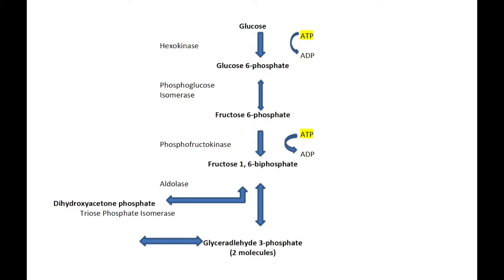As a result, all of the DHAP molecules produced are further acted on by the enzyme triose phosphate isomerase, which reorganizes the DHAP into GAP so it can continue in glycolysis.